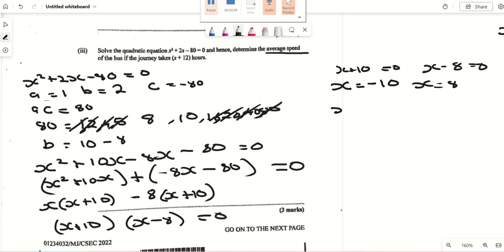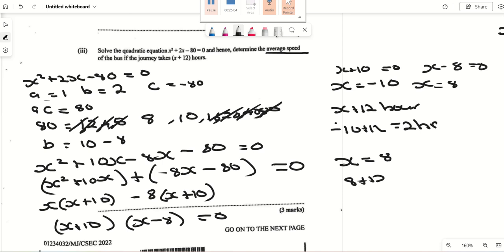So if it took x plus 12 hours, and x is negative 10, that's negative 10 plus 12, all right? This is equal to 2 hours. So the time taken for that journey would be 2 hours. Or when x is equal to 8, 8 plus 12 is equal to 20 hours, right? So it is either 2 hours or 20 hours.